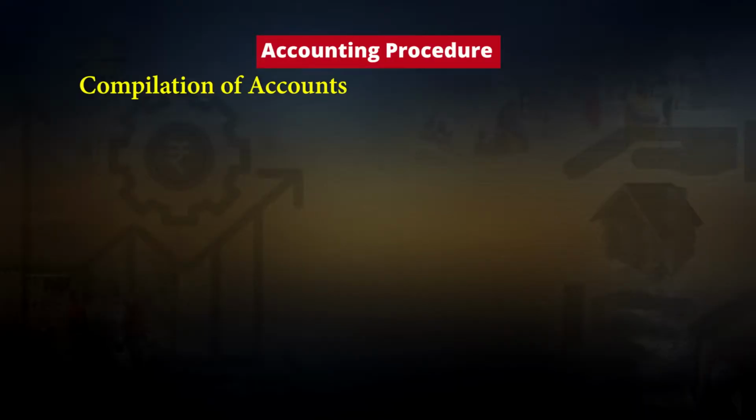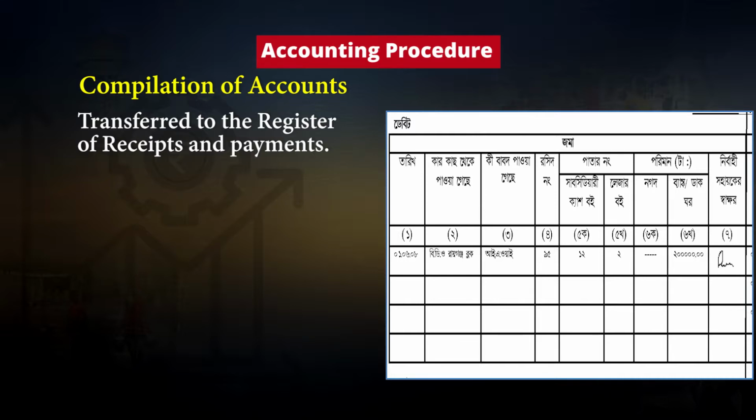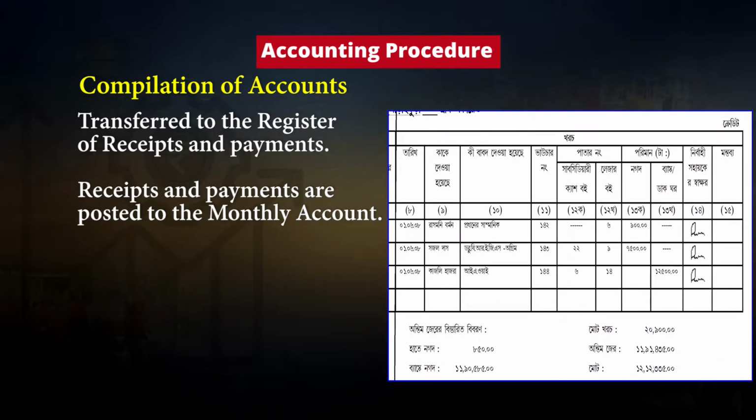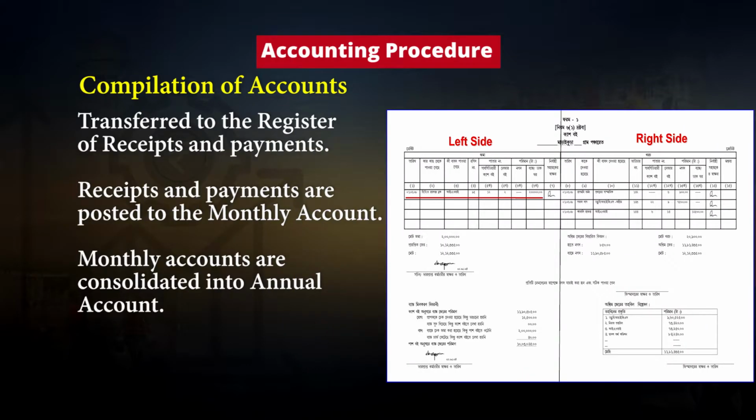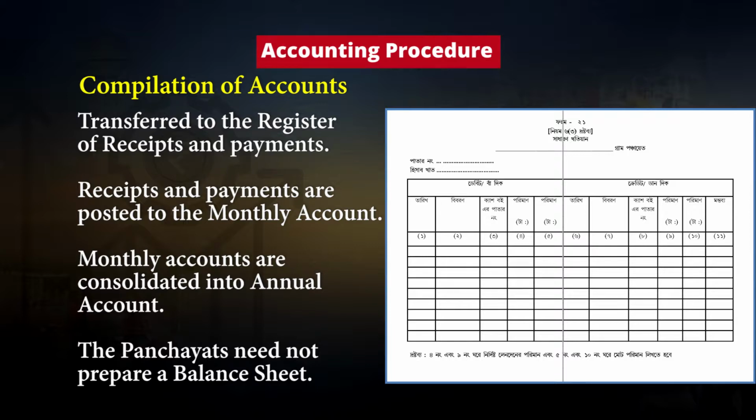Now we will move on to the first topic that we just mentioned, compilation of accounts. The cash book transactions are referred to the register of receipts and payments. Each month, the totals of R&P are posted to the monthly account. At the year end, the progressive figures of monthly accounts are consolidated into the annual account. The panchayats need not prepare a balance sheet and the asset details are kept in separate registers.